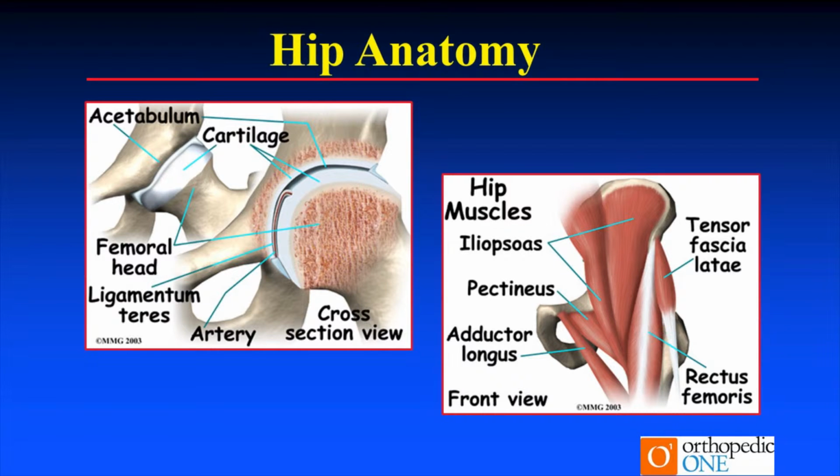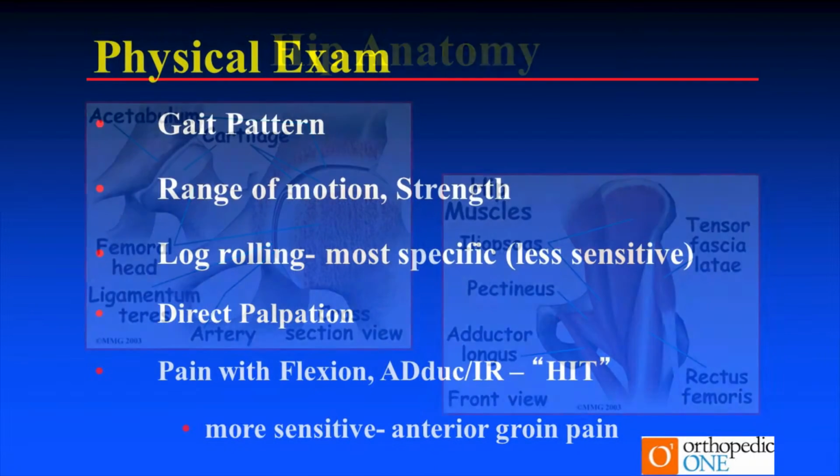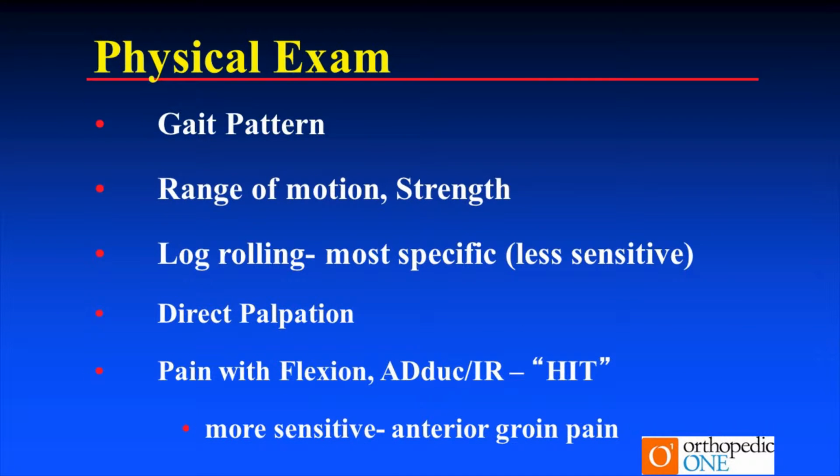I'm going to skip through this. Bursa. So physical exam, what's their gait pattern? Are they walking normally? Do they have a Trendelenburg gait? So I do a lot of sports medicine and arthroscopy. So hip arthroscopy, shoulder arthroscopy, knee arthroscopy.